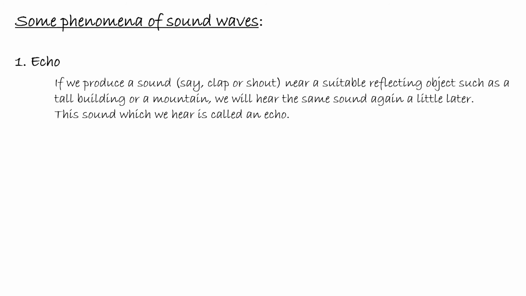So, now we'll look at some interesting phenomena of sound waves. This part is particularly my favorite. You see, first we have echoes. If we produce a sound, say a clap or shout, near a suitable reflecting object such as a tall building or mountain, we'll hear the same sound again a little later. This sound we hear is called an echo.